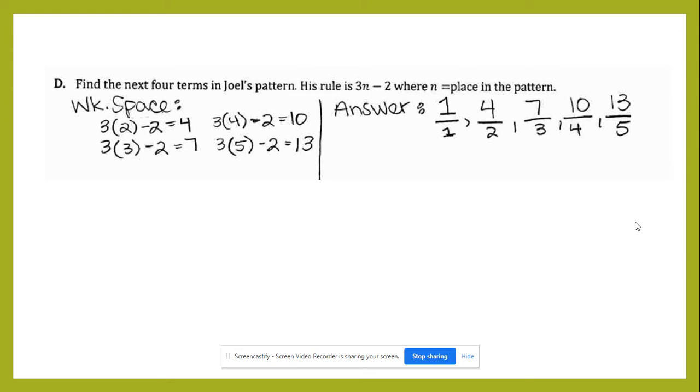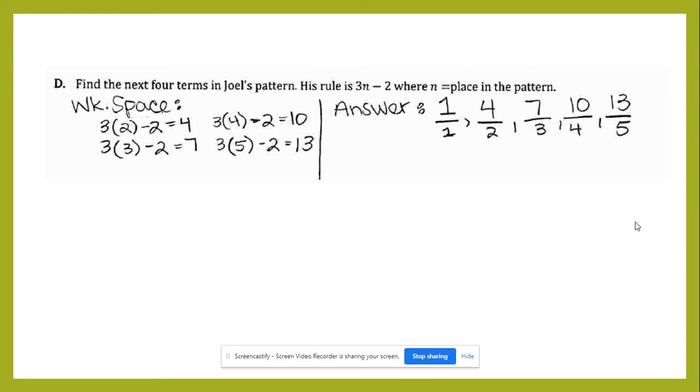For your final answer, make sure that you recognize what that 1, 2, 3, 4, 5 does. It's showing where it is in the lineup. So in the first spot, my answer is 1. Second spot, 4. Third spot, 7. Fourth spot, 10. Fifth spot, 13.